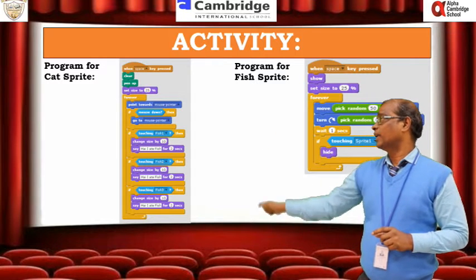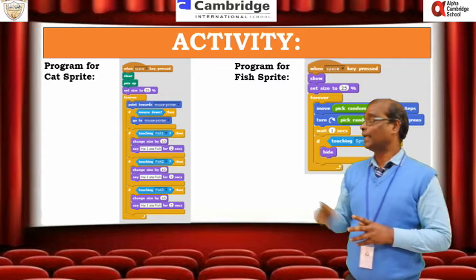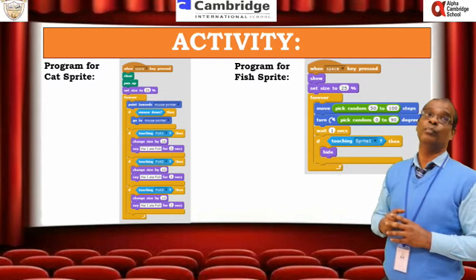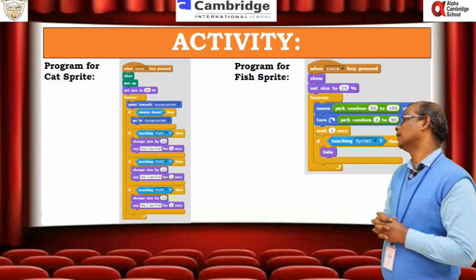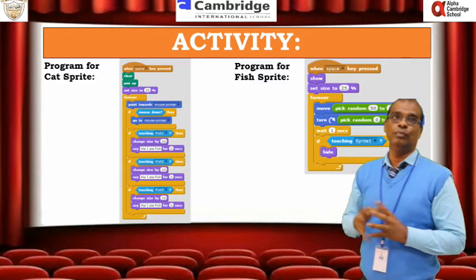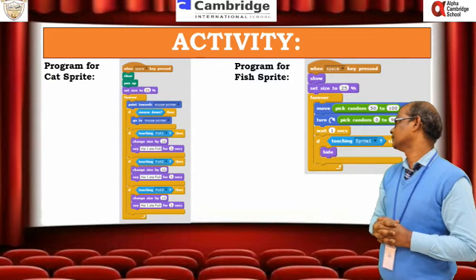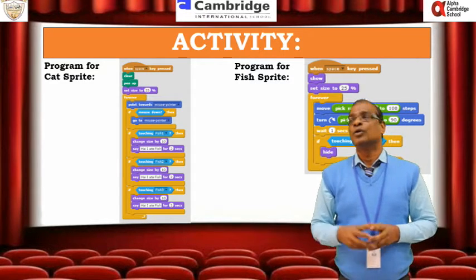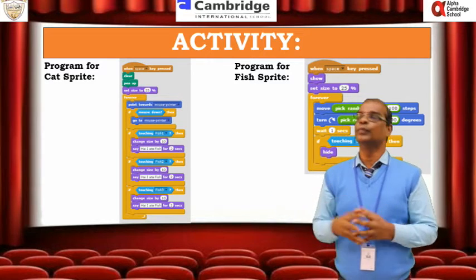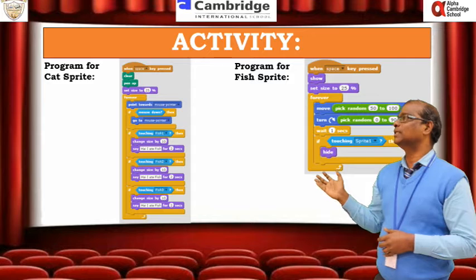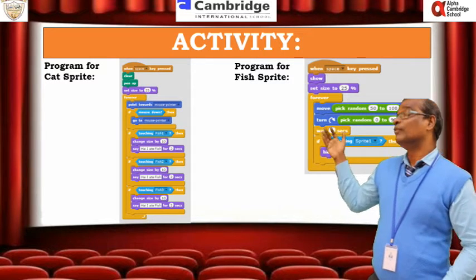On the left hand side we have 1 set of coding, on the right hand side we have another set of coding. First we will see the right one. This is our program for the fish sprite. The same set of coding we can use for 3 different fish also, no problem. What is it here? When space key pressed. You know very well, if you press the space key on the keyboard, it returns true. In addition to that, the code under it will be executed.